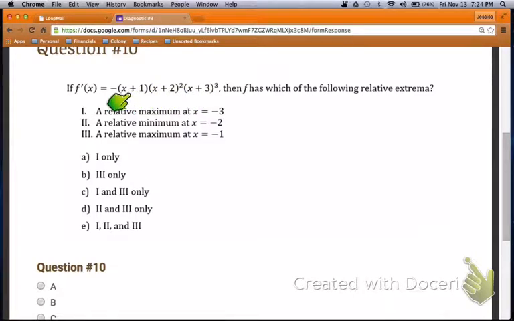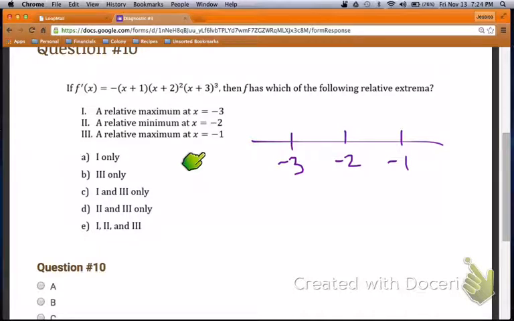So if I set x plus 1 equal to 0, I get negative 1. If I set x plus 2 squared equal to 0, I still get negative 2. And if I set x plus 3 cubed equal to 0, I still get negative 3. So my three zeros are at negative 3, negative 2, and negative 1.